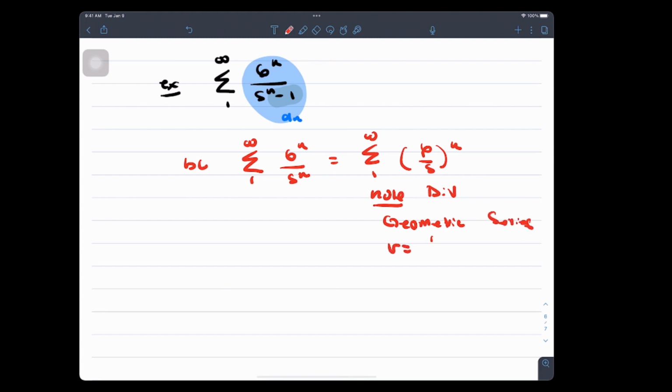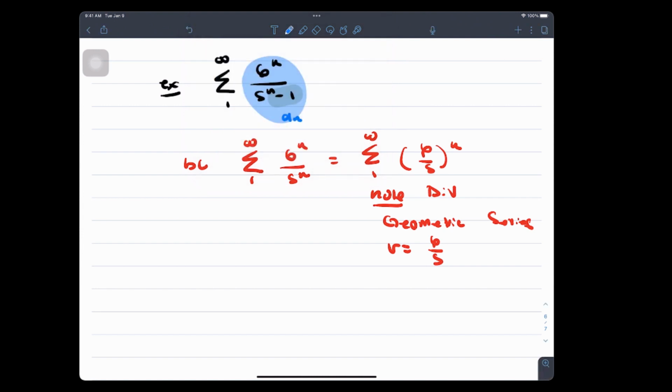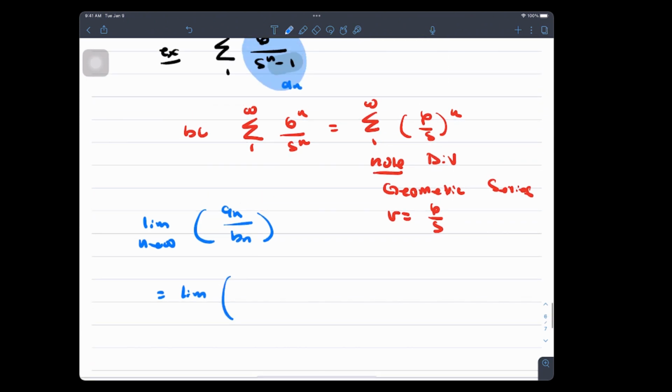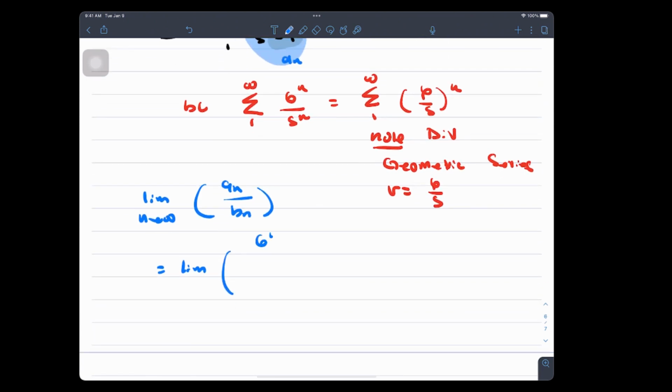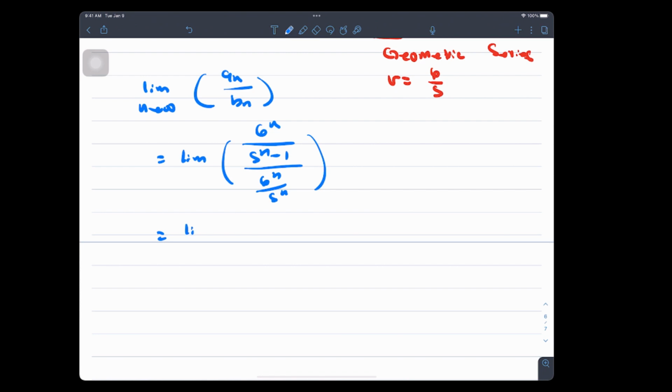Because R is actually 6/5. I just want you guys to know. So really, the limit comparison test says I have to look at the limit of the ratio an to bn, which is going to be the limit now of what? 6 to the n, 5 to the n minus 1 over 6 to the n over 5 to the n.